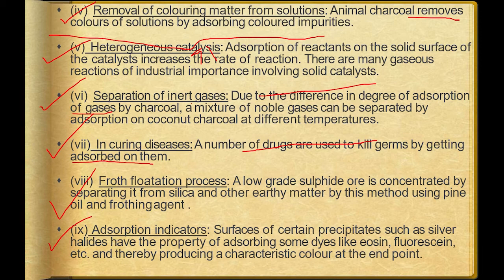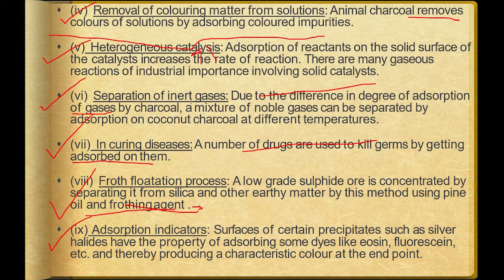Next comes the flotation process. A low grade sulfide ore is concentrated by separating it from silica and earthy matter by this method, using pine oil and a frothing agent. So when we want to separate the sulfide ore from silica and other earthy matters, at different stages particular things get adsorbed.